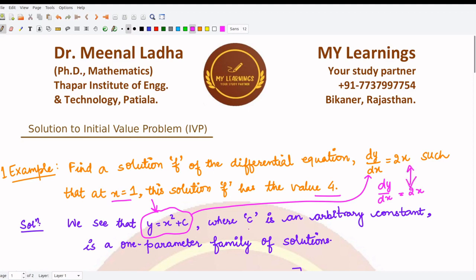So here c is the arbitrary constant, and this is a one parameter family of solutions. Why? Because you have only one parameter involved here. With different values of c you get different solutions. However, we are required to find that particular solution where, when we have the value of x as equal to 1, the value of y should be equal to 4. So that means our solution should pass through this point 1, 4, correct?